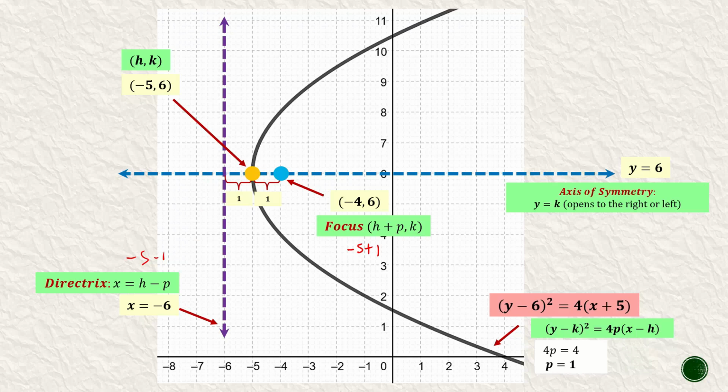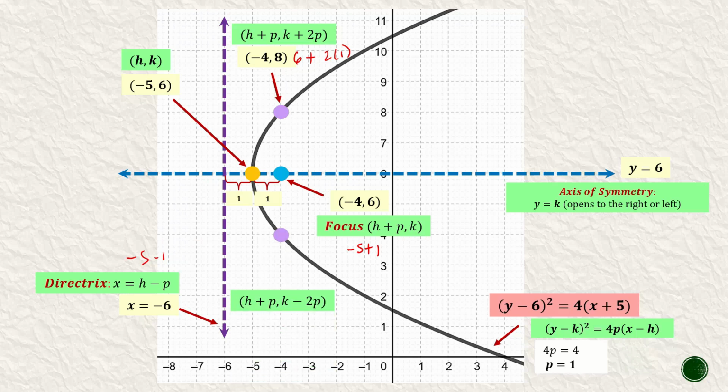Now let's move on and locate the ends of the LR, or latus rectum. So let's start with the one on top. That's that one. The x coordinate is the same as the x coordinate of the focus, which is h plus p. And then the y coordinate is going to be different. The y coordinate is equal to k plus 2p. So k is 6 plus 2 times 1. Let me just write that down here. 6 plus 2 times 1, that's 8.